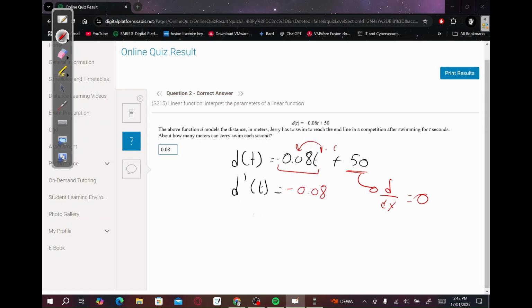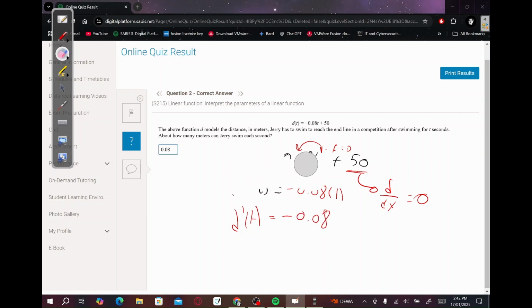Then 1 minus 1, because we subtract 1 from the original power, it's going to give us 0. Something to the power of 0 is going to give us 1, so this is our derivative. d prime of t is equal to negative 0.08. Okay, this is our answer.